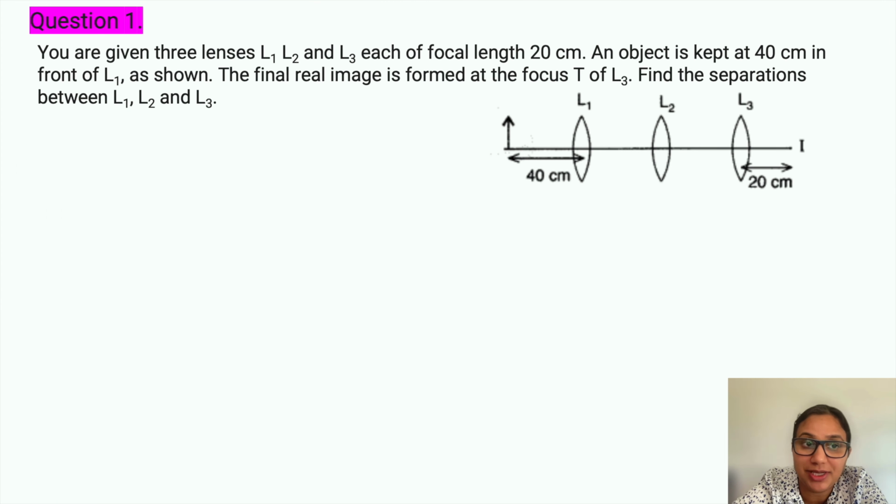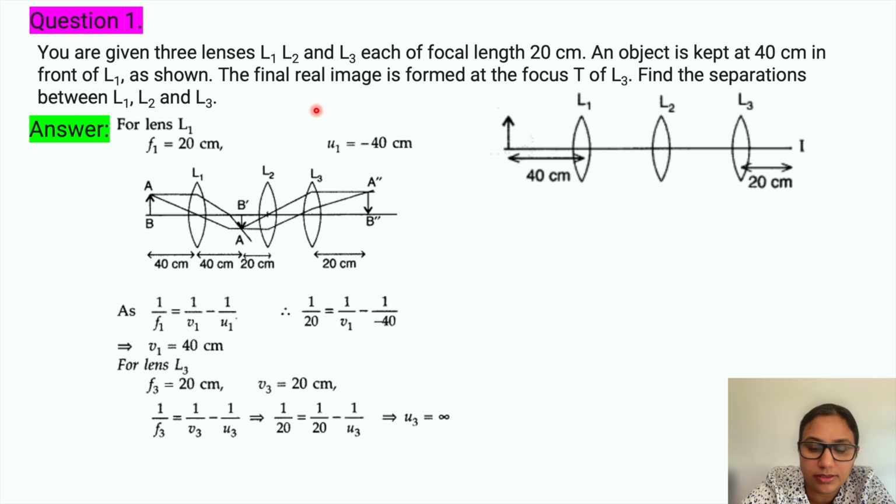Question number 1. You are given three lenses L1, L2 and L3, each of focal length 20 cm. An object is kept at 40 cm in front of L1 as shown. The final real image is formed at the focus of L3. Find the separation between L1, L2 and L3.